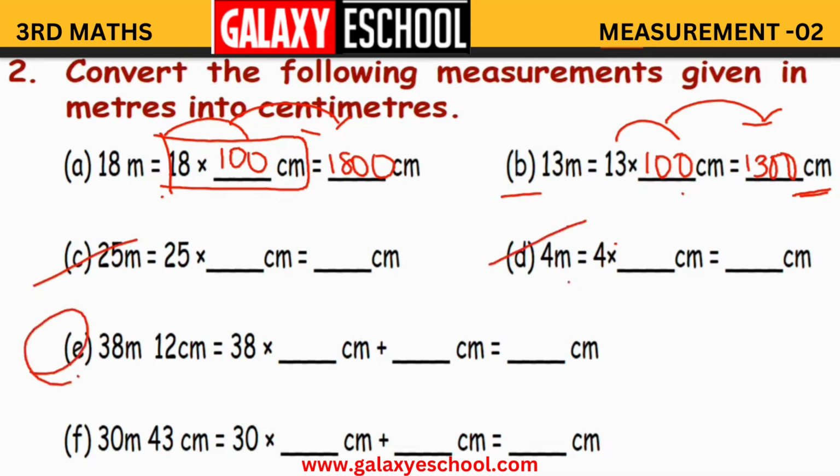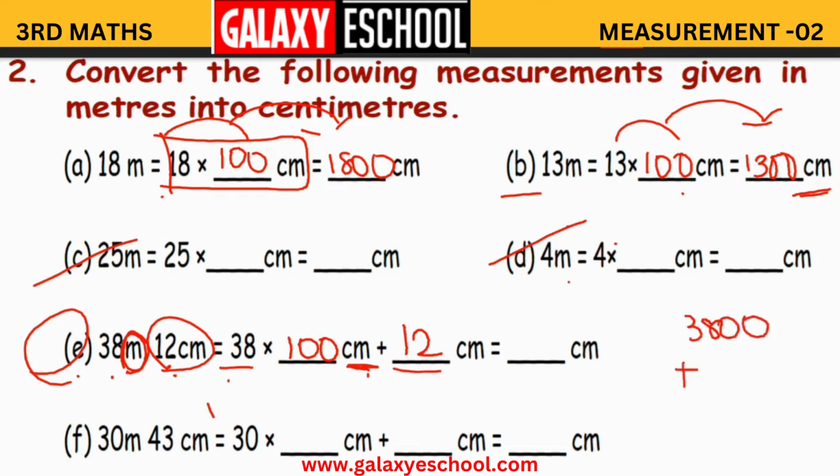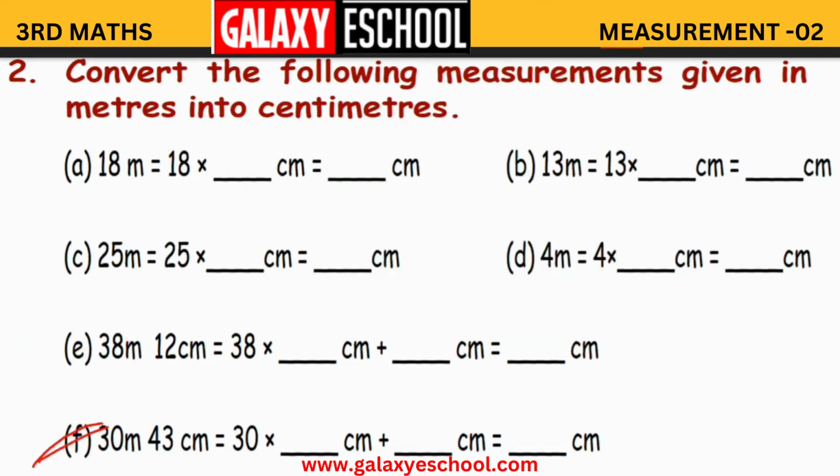Coming to question E, 38 meters 12 centimeters is equal to, here as 38 is in meters, we have to multiply it by 100 to convert it into centimeters. Now coming to 12, it is already in centimeters, so we'll write it as it is. 38 into 100, 3800 plus 12. The answer would be 3812 centimeters. Clear, children?